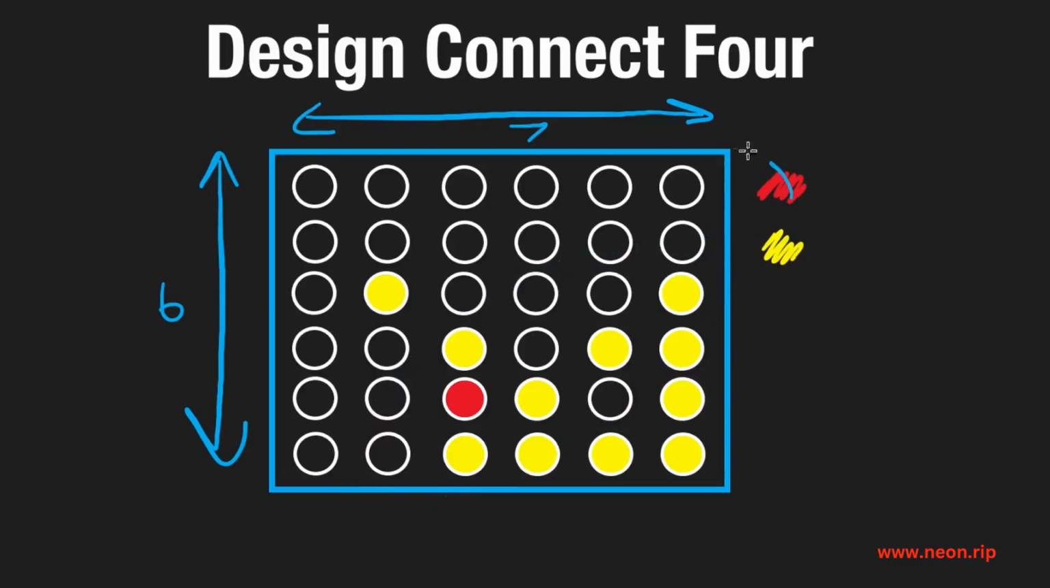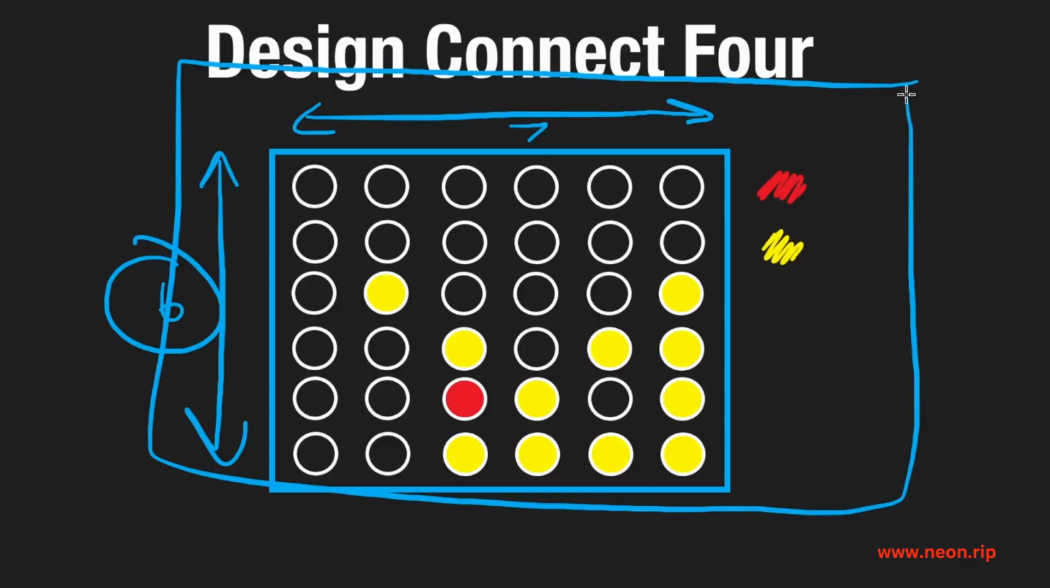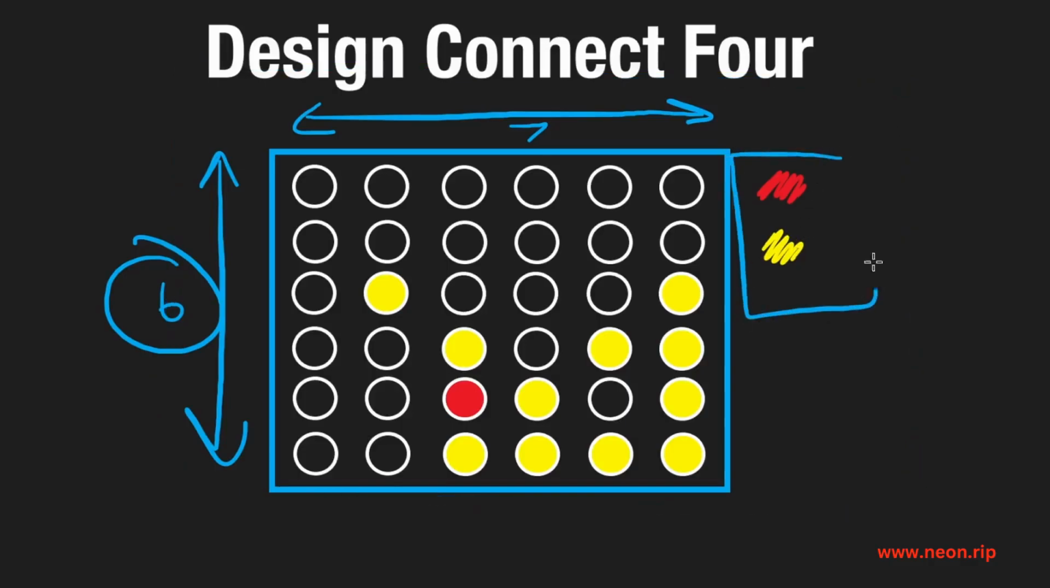Or what about the dimensions of the grid? Are we just using a standard 6x7 grid, or do we have a variable grid? Maybe we want to play Connect 4 on a 100x100 grid. Also, how many players do we have? Usually it's played with 2 players, but maybe we want to have 4 players or 10 players. Maybe it's a battle royale of Connect 4.